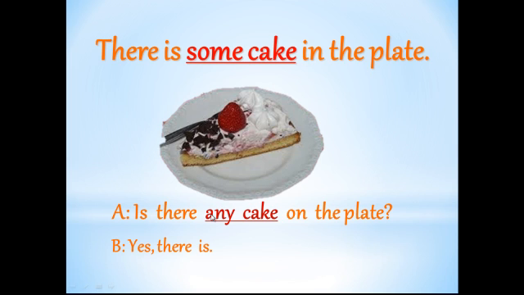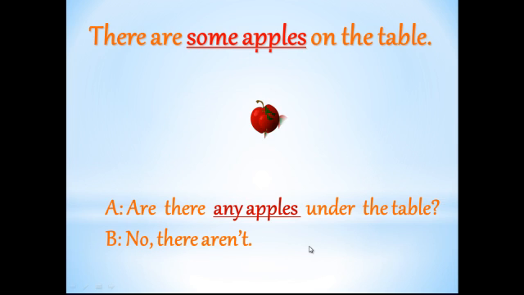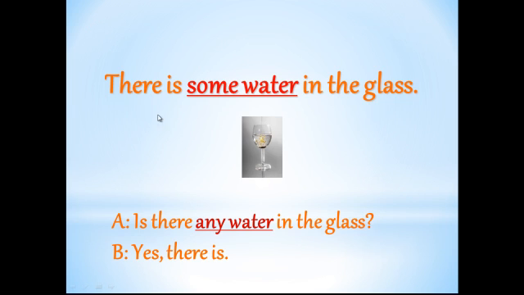Okay, Mr. D. Is there any cake on the plate? Yes, there is. There are some apples on the table. Are there any apples under the table? No, there aren't. There is some water in the glass. Is there any water in the glass? Yes, there is. If you notice, some water here in positive sentence, any water in the question.